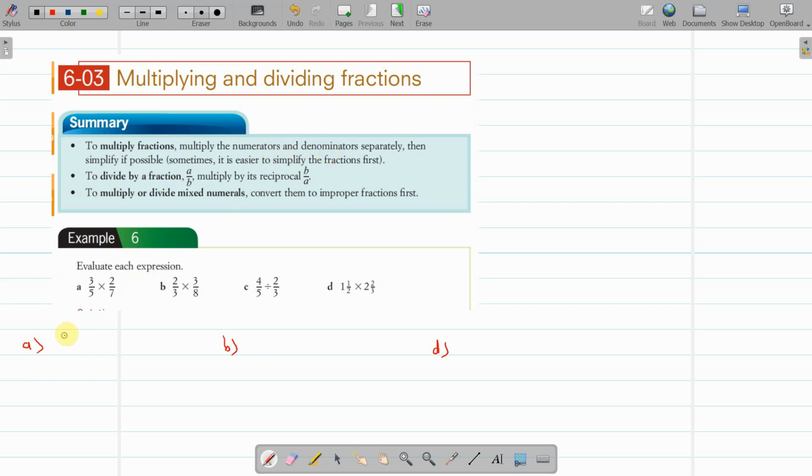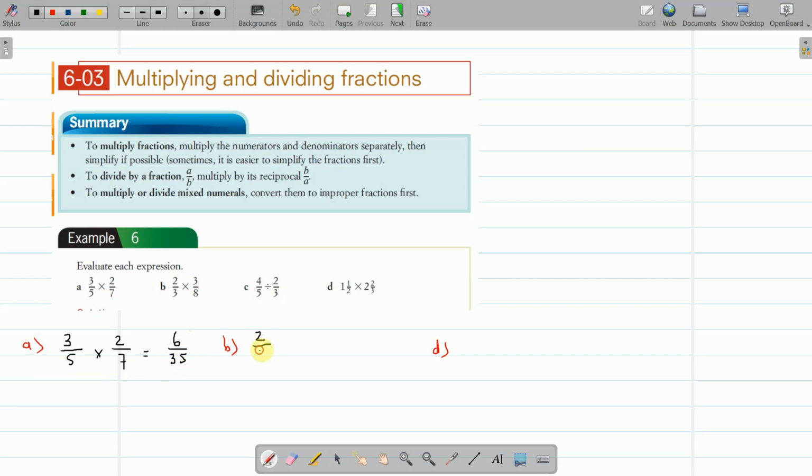So dealing with example part A, 3/5 times 2/7. You multiply the numerators first. 3 times 2 is 6. And denominators separately. 5 times 7 is 35. Don't think we can simplify that one.